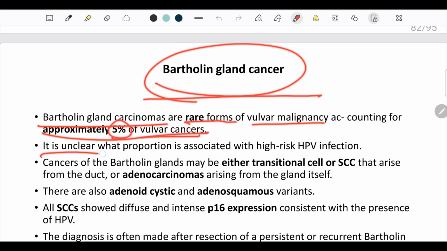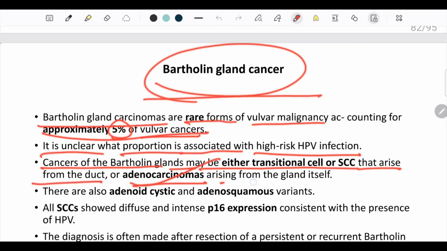Bartholin gland cancer. Bartholin gland cancer is a rare form of vulvar malignancy accounting for approximately 5% of vulvar cancer. It is unclear what proportion is associated with high-risk HPV infection. Cancer of the Bartholin gland may be either transitional cell or squamous cell carcinoma that arises from the duct, or adenocarcinoma arising from the gland itself. There are also adenoid cystic and adenosquamous variants.